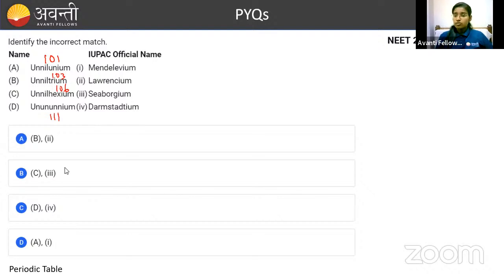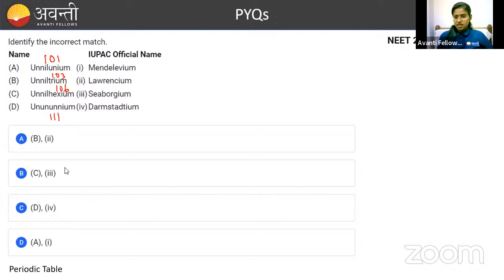But what is the IUPAC official name? What I need to do? Here you don't have to apply any concept. You just need to memorize the list which is given in your book. Let me give you the correct option, then I will give you the list here also. You can take a screenshot or note it down or take it from the book also. So which is the correct answer?